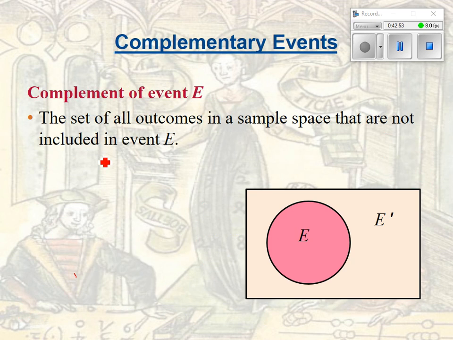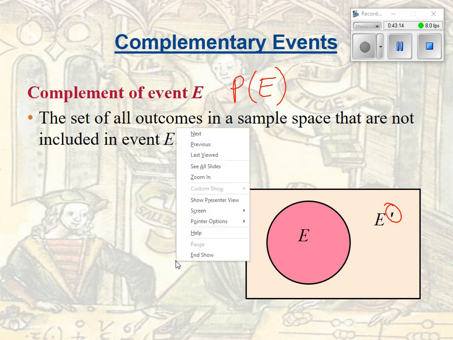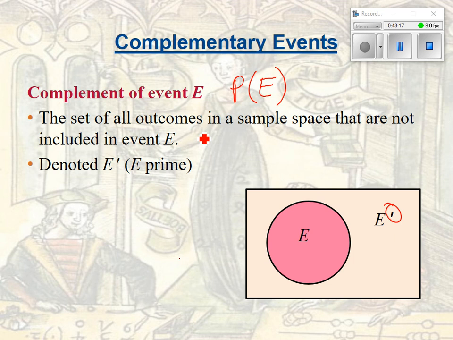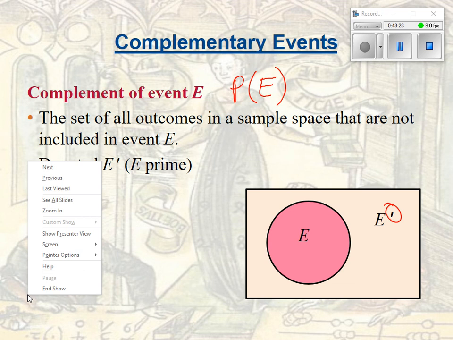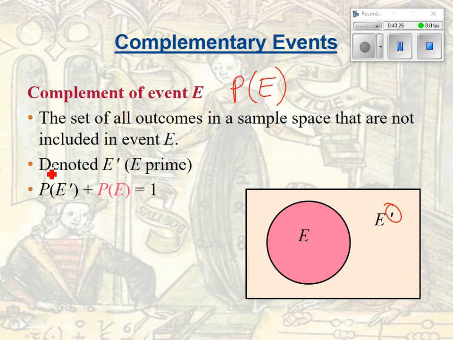Complement of an event. The complement of an event is the set of all outcomes in a sample space that are not included in event E. And it's written this way. If we're looking at the probability of whatever that event is, the complement of that is written with this little thing on it. It's denoted E prime, with that little apostrophe on it. The probability of this complement and the probability of the event have to add up to one whole, 100%.